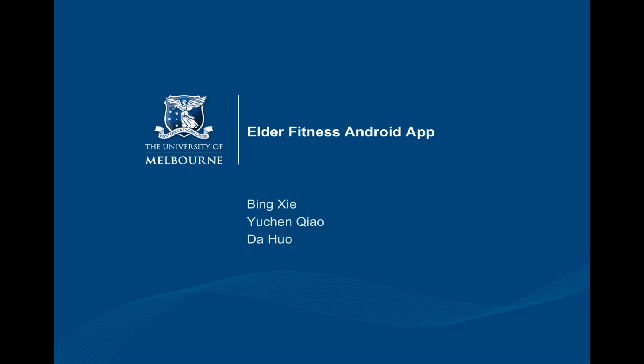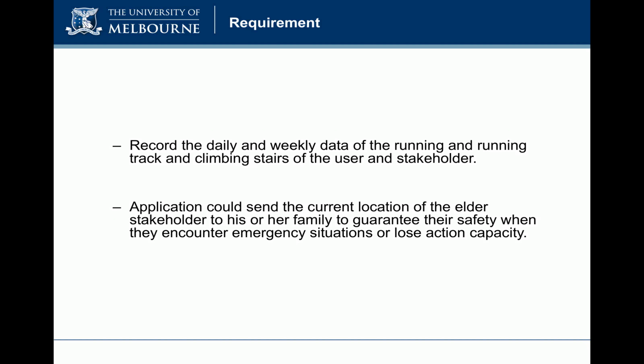So he made some requirements, listed as below. The first one is to record the daily and weekly data of running and climbing stairs of the users and the stakeholders. The second one is that the application should send the current location of the elder stakeholder to his or her family to guarantee their safety when they encounter emergency situations or lose mobility.